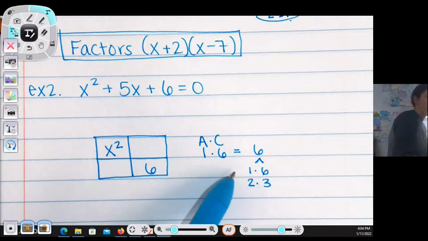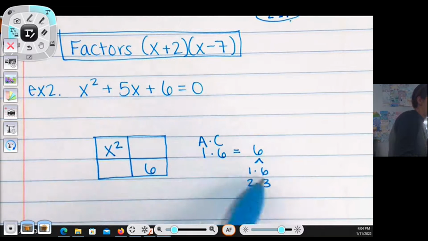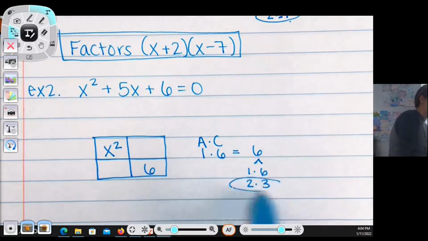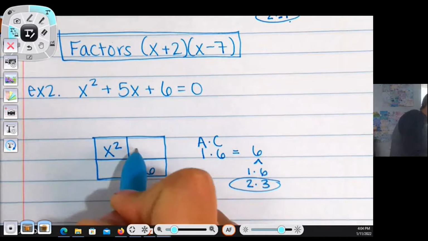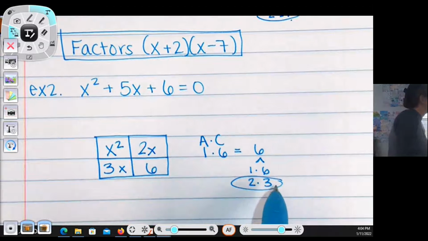Now, both of these technically can make 5. If you take 1 away from 6, subtract it, then that would make 5, but would -1 and +6 make +6 when you multiply? No. So my only numbers I can use are +2 and +3. They will multiply to make +6, and they will also add to make +5. So I'll put 2x here and 3x here. These numbers go on my diagonals.